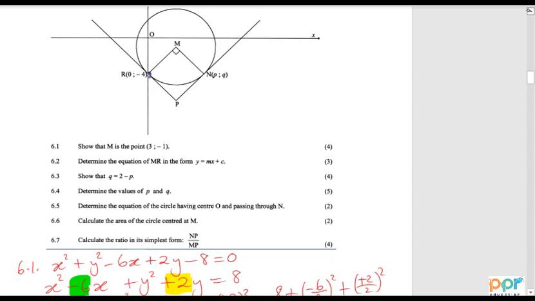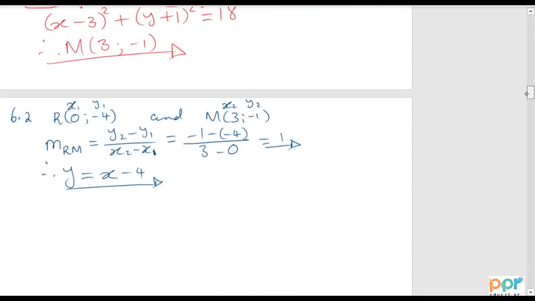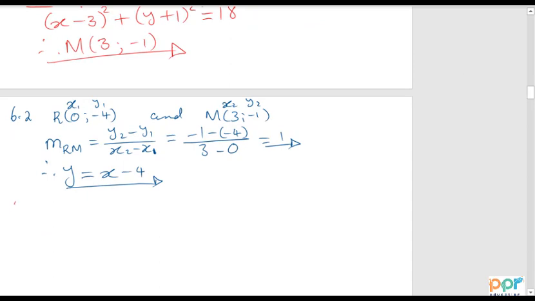And you were told that RM is not perpendicular as such, but it's perpendicular because they said the angle RMN is 90 degrees, which means these lines are perpendicular. This radius RM is perpendicular to the radius MN because it is 90 degrees. So RM and MN.